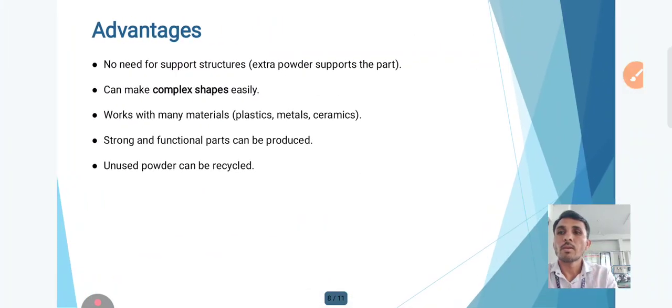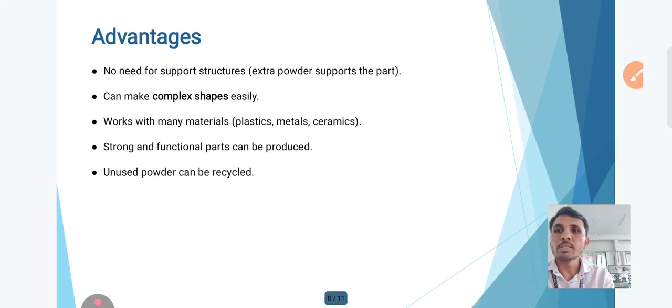Now we see the advantages of SLS. No need of support. Next advantage is it can make complex shapes easily. Next advantage is it works with many materials like plastic, metal and ceramic. Next advantage is stronger and functional parts can be produced. Next advantage is unused powder can be recycled.